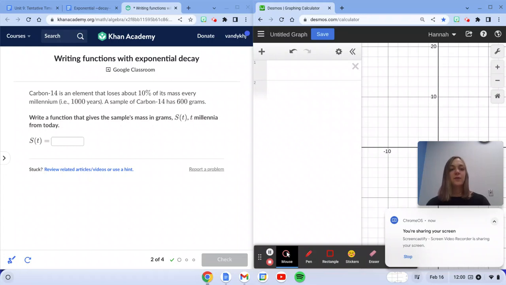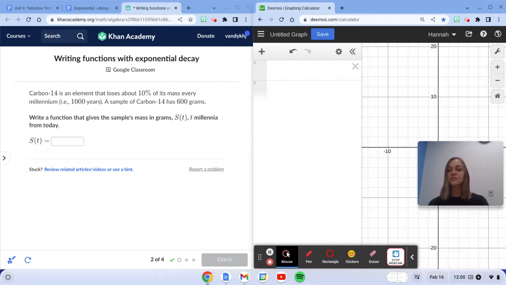This video is going to help you with writing functions with exponential decay, so you can see a few problems worked through to help you get started. Carbon-14 is an element that loses about 10% of its mass every millennium, which is 1,000 years. A sample of carbon-14 has 600 grams.